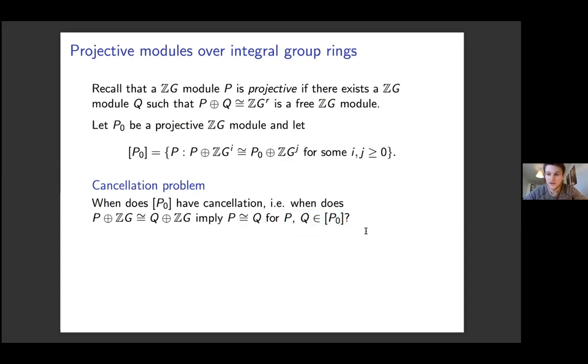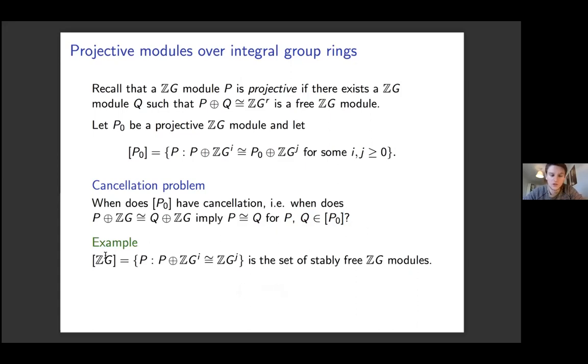A simple example is the case when P naught is just the free module itself. So bracket ZG is all the projective modules P for which P plus ZG to the I is isomorphic to ZG to the J for some I and J. In other words, it's the set of modules which are stably free. So they're free after some stabilizations by a free module. In particular, ZG has cancellation if and only if every stably free ZG module is free.